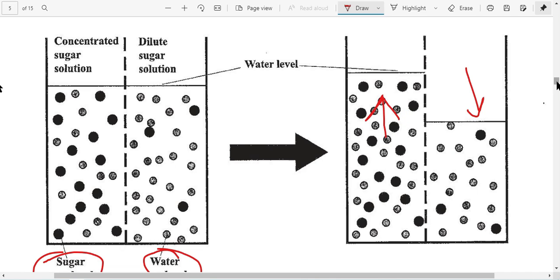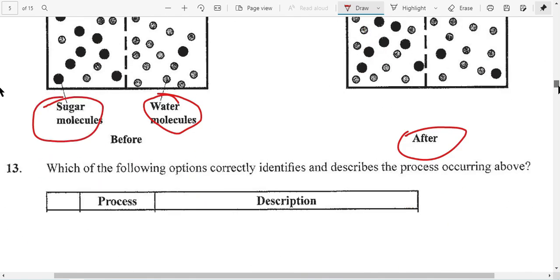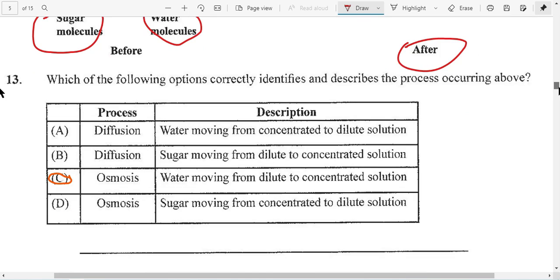Now, what is happening is that water would have moved. There is a net movement of water into the concentrated sugar side. And we can safely say the water is moving. We're looking at osmosis. So we could quickly ignore A and B. And osmosis here, water moving from dilute to concentrated solution, as we would have seen in the experiment. So C is the most appropriate answer for us.